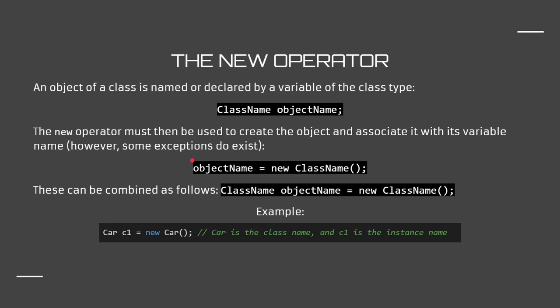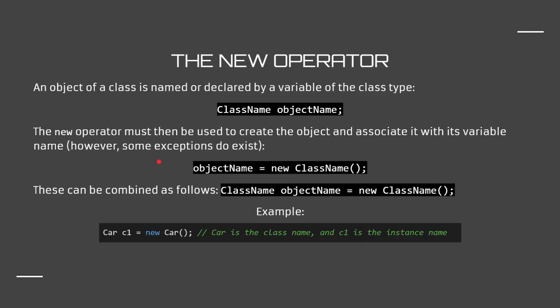The new operator. An object of a class is named or declared by a variable of the class type. So we did Date date1 and Date date2. So you would just do the class name and then the name of the variable or the instance. The new operator must then be used to create the object and associate it with its variable name. However, some exceptions do exist. So we did date1 equals new Date, and then date2 equals new Date. So you would just do the name of the variable, is, and then the new operator, and then the name of the class that is the data type.